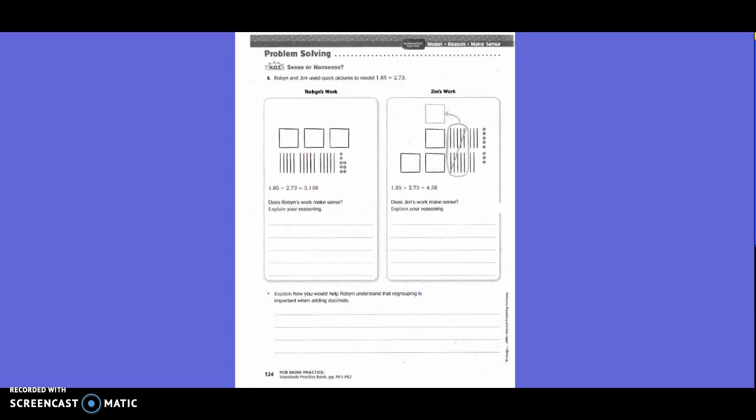Problem solving, hot problem, sense or nonsense. Robin and Jim used quick pictures to model 1 and 85/100 plus 2 and 73/100. So, does Robin's work make sense? And then we'll explain why or why not, and then we explain if Jim's makes sense or doesn't, and why or why not.